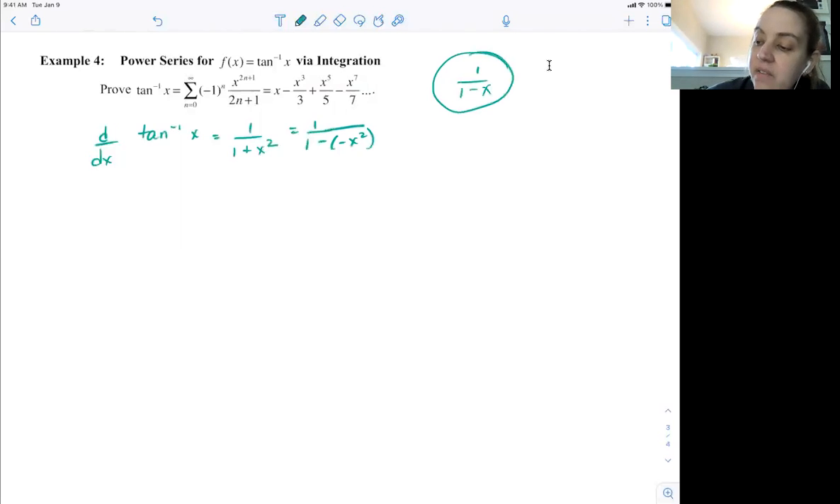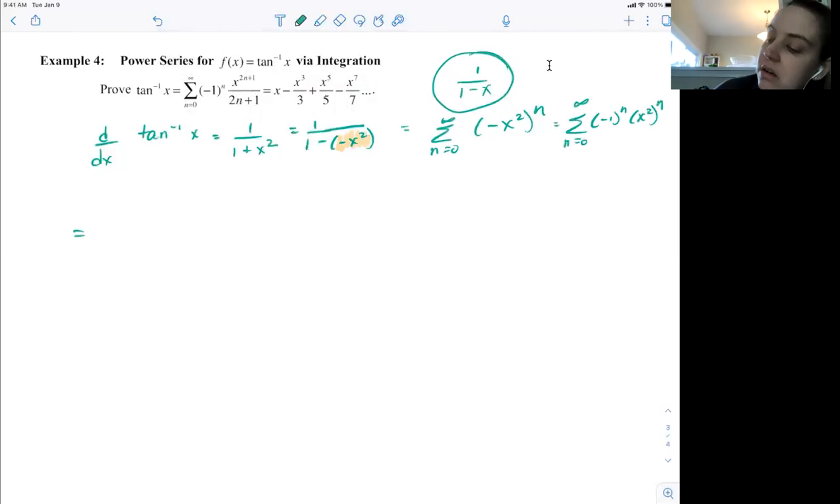Now, if I take this negative x squared, just like we did in the previous examples, and substitute it into the series formula, this is the series from n equals 0 to infinity of negative x squared to the n. And then we have to break this apart. Remember all your exponent rules. So this is n equals 0 to infinity, negative 1 to the n, and x squared to the n. So kind of keep going down here. N equals 0 to infinity, negative 1 to the n, x to the 2n.